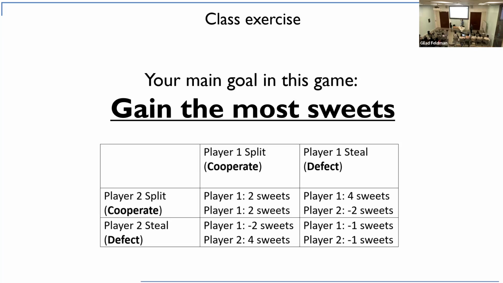Do you understand the payoff? If both of you cooperate, each of you gets 2 sweets. If one cooperates and one defects, the person who defected gets the 4 sweets, and the other person has to return 2 sweets. If you don't have anything, that's completely okay. You don't need to pay me anything. And if both of you defect, you need to return 1 sweet.